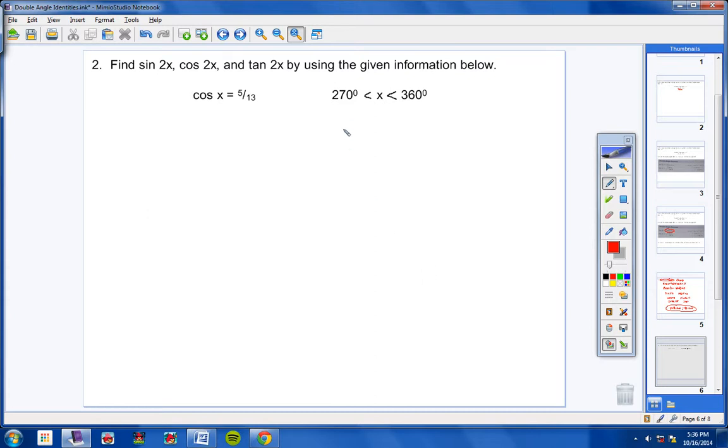And here we go. Well, first of all, we know the cosine of x is 5/13, okay? And we know what quadrant we're in by this right here. X is between 270 and 360. So we know we're in our fourth quadrant over here. So let's go ahead and draw our triangle. And we know the cosine of x is adjacent over hypotenuse, okay? So there we go, adjacent over hypotenuse.